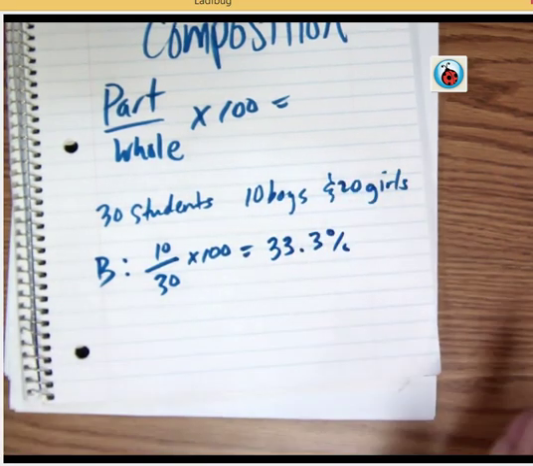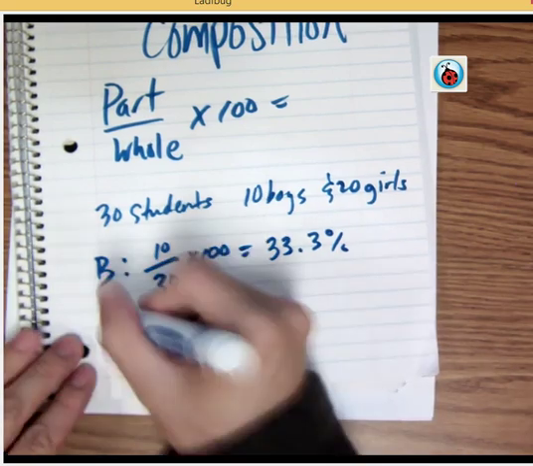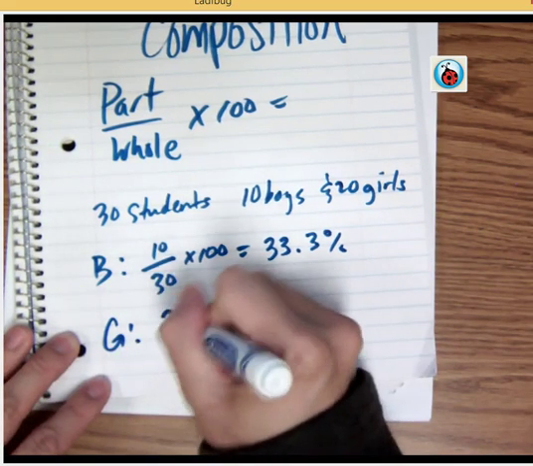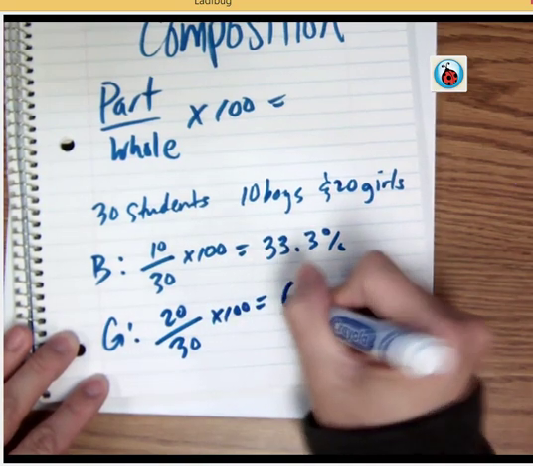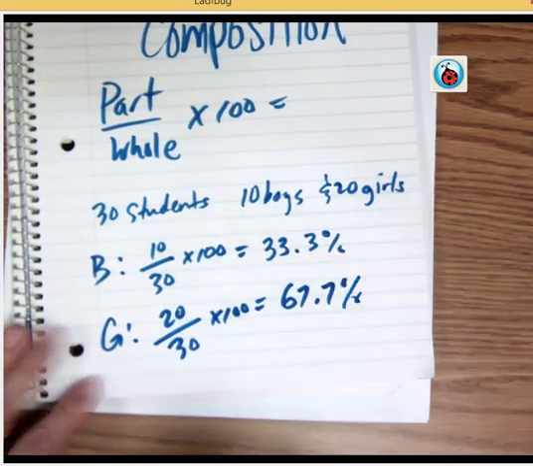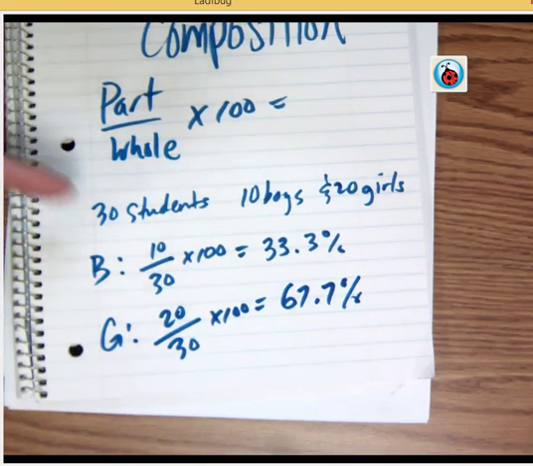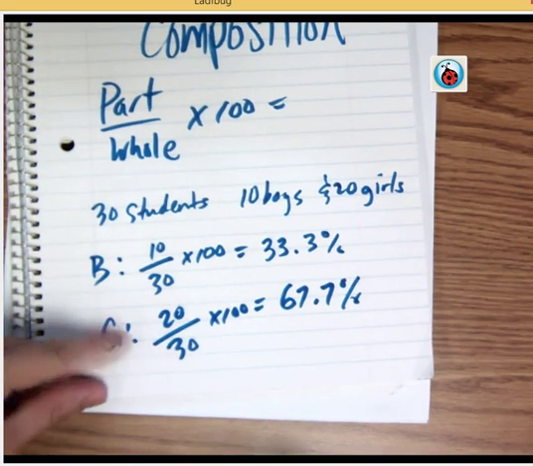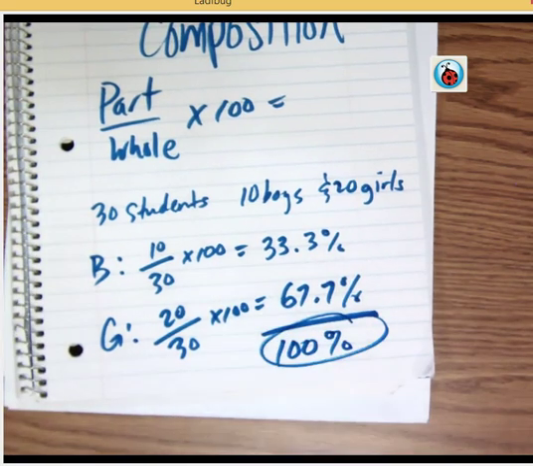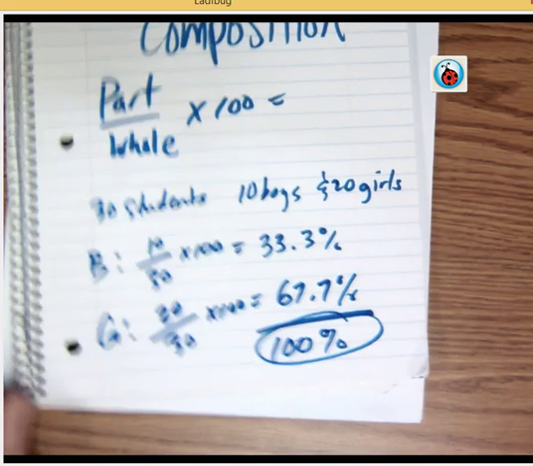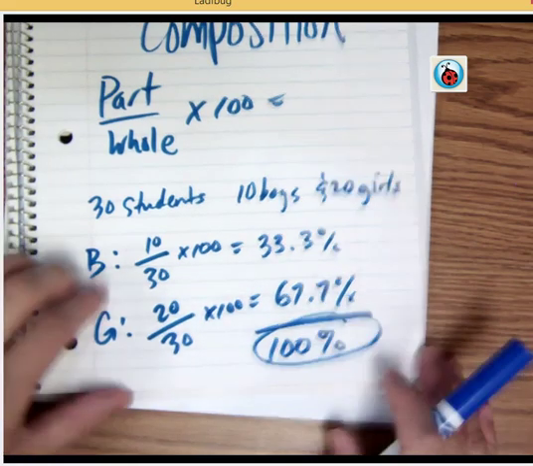You can use a calculator for all these, perfectly fine. And then for girls, it'll be 20, the part, over the total, times 100. It'll be 66.7%. Okay? So the part over the whole times 100. And your total percentage should add up to 100% because that's everything together. That's the whole. So that's percent composition.